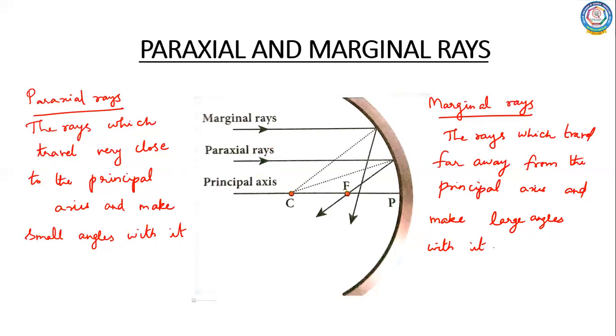Because the angles made by these paraxial rays are very, very small, we can have very good approximations based on paraxial rays rather than marginal rays. So this is about paraxial and marginal rays, children. Hope we are very clear with the concept.